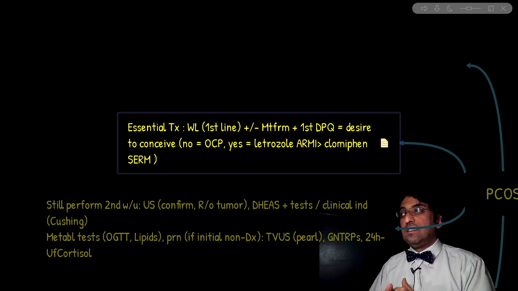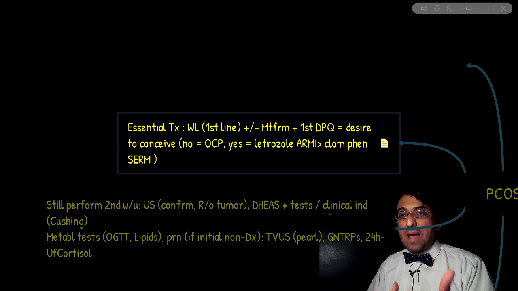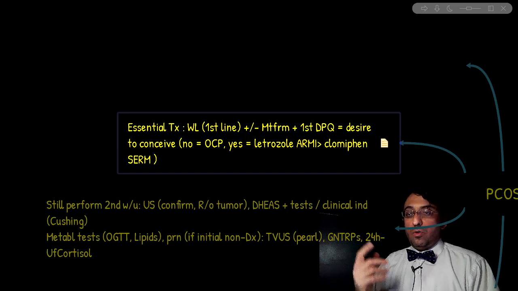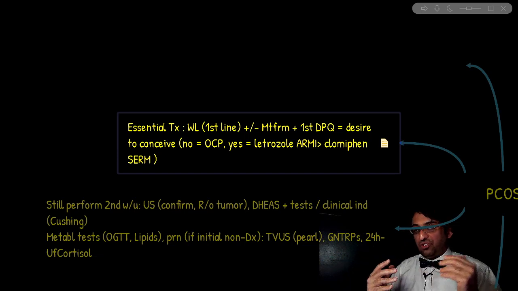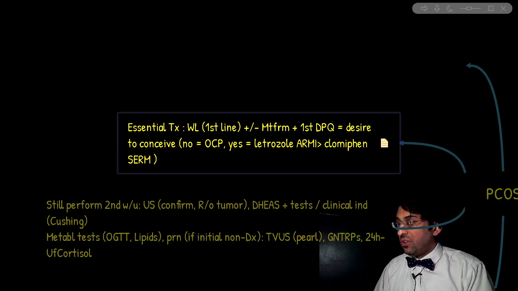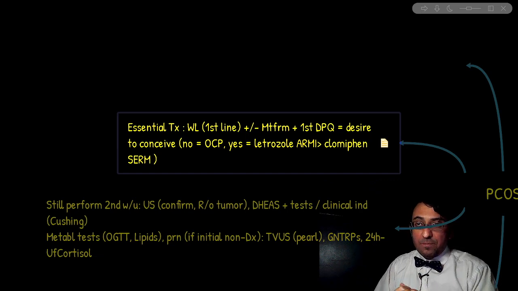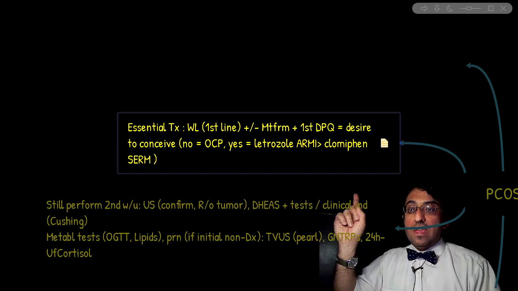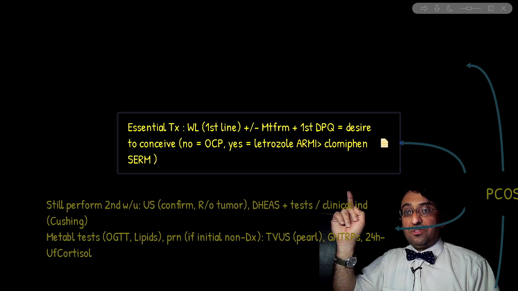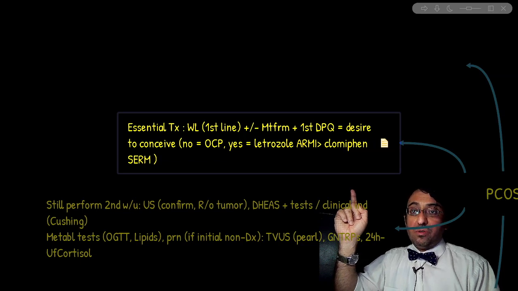One is addressing the insulin resistance with metformin and then considering the next step management for the hormonal imbalance that we have with regard to whether or not the patient desires to conceive, desires future fertility or not. So weight loss and metformin for all patients, but if the patient desires to conceive, what is the treatment recommendation? Either an aromatase inhibitor like letrozole or a selective estrogen receptor modulator like clomiphene.